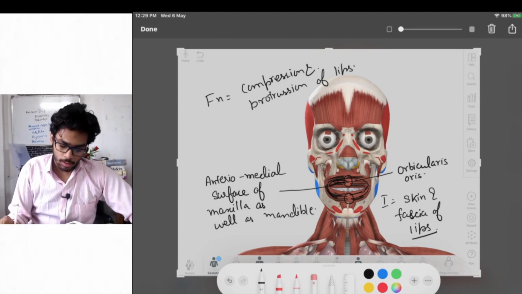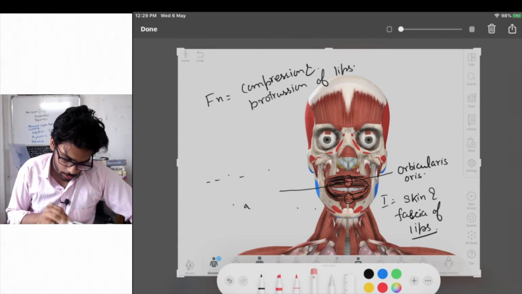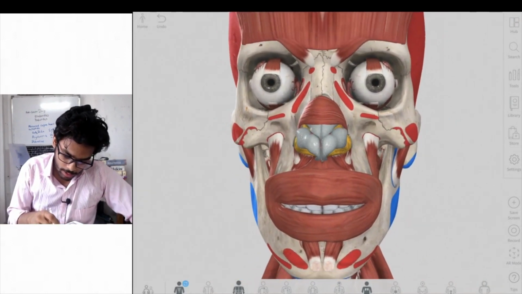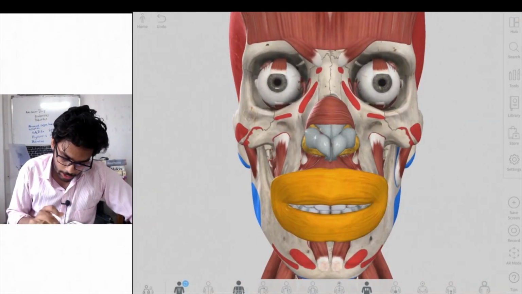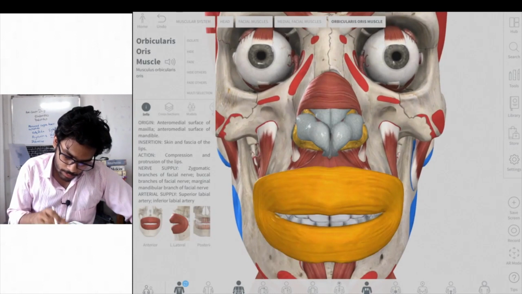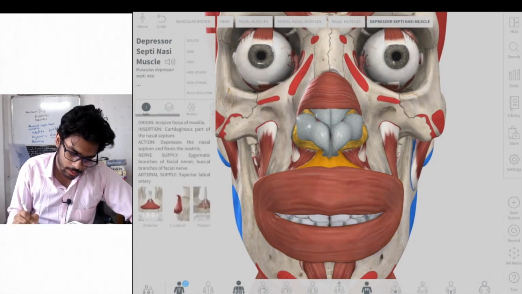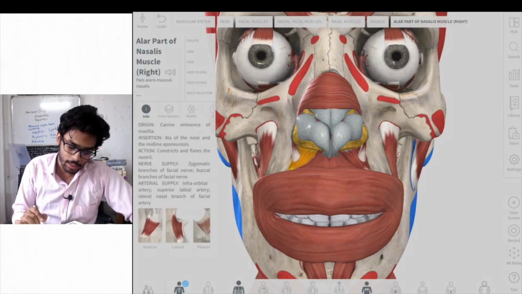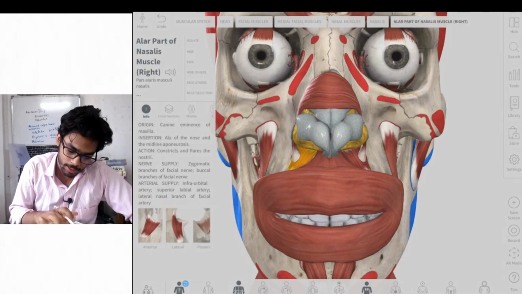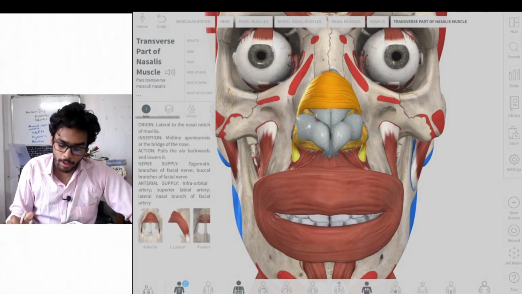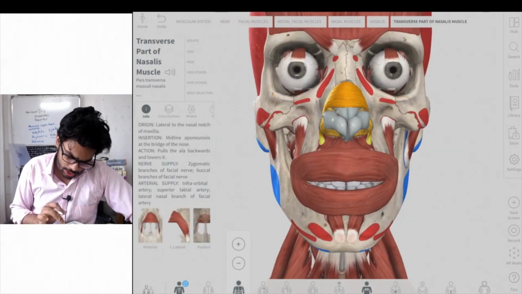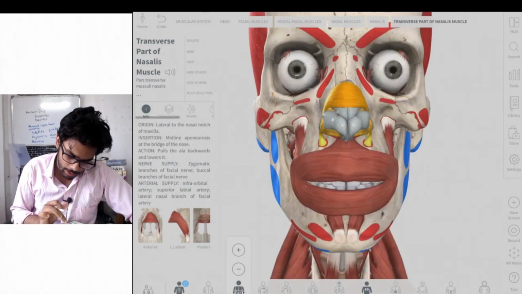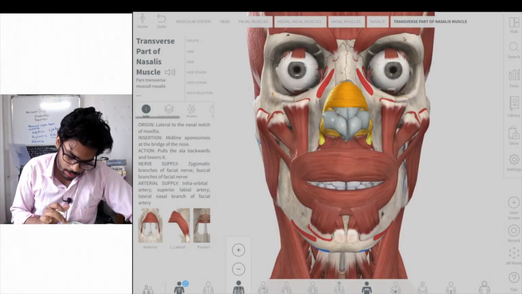So we have these structures. This was the orbicularis oris muscle. We will mark some more muscles here which we have to study. This is the orbicularis oris muscle, and this muscle is known as the depressor septi muscle. Here is the alar part of the nasal muscle, and this is the transverse part of the nasal muscle. Am I clear? We studied all the muscles present in the upper part of the face. Now we will study the muscles of the lower part of the face.